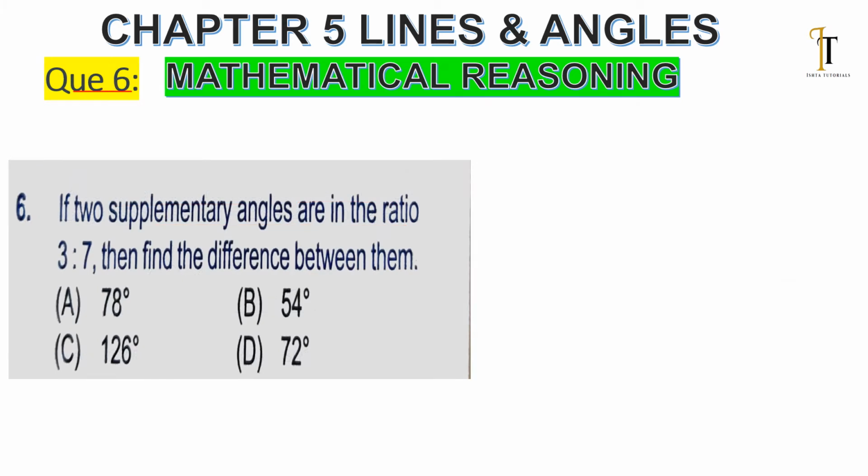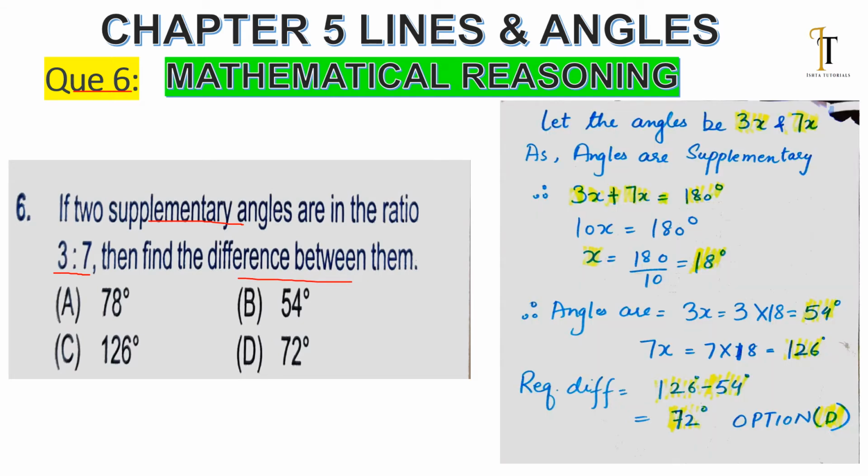Question number 6. If two supplementary angles are in the ratio of 3:7, then find the difference between them. Let's check in the solution. Students, whenever the angles are given in a ratio, let's say 3x and 7x, and moreover it's given that the angles are supplementary, means their sum is 180 degrees. On solving, we will get the value of x, that is x is equal to 18 degrees. Now we can find the original values of the angles, that is 54, and the second angle is 126. You need to find the difference, means you need to do subtraction, that is 72, and it's option D.